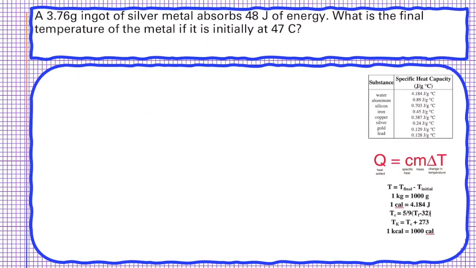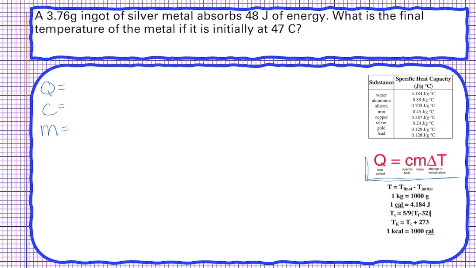All right, and here's our last example. This says a 3.76 gram ingot of silver metal absorbs 48 joules of energy. What is the final temperature of the metal if it's initially at 47 degrees Celsius? So I'm going to use my equation again. And so the first thing I need to do is list out my variables. So I have Q, C, mass, and temperature change.